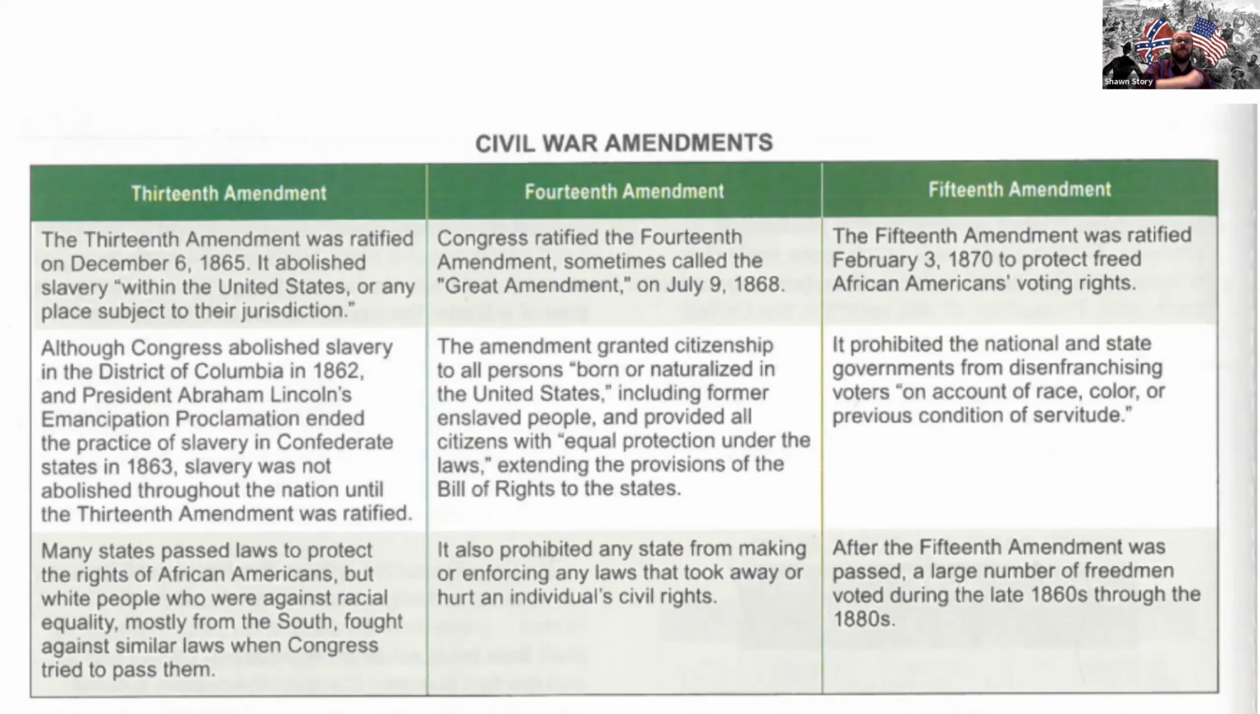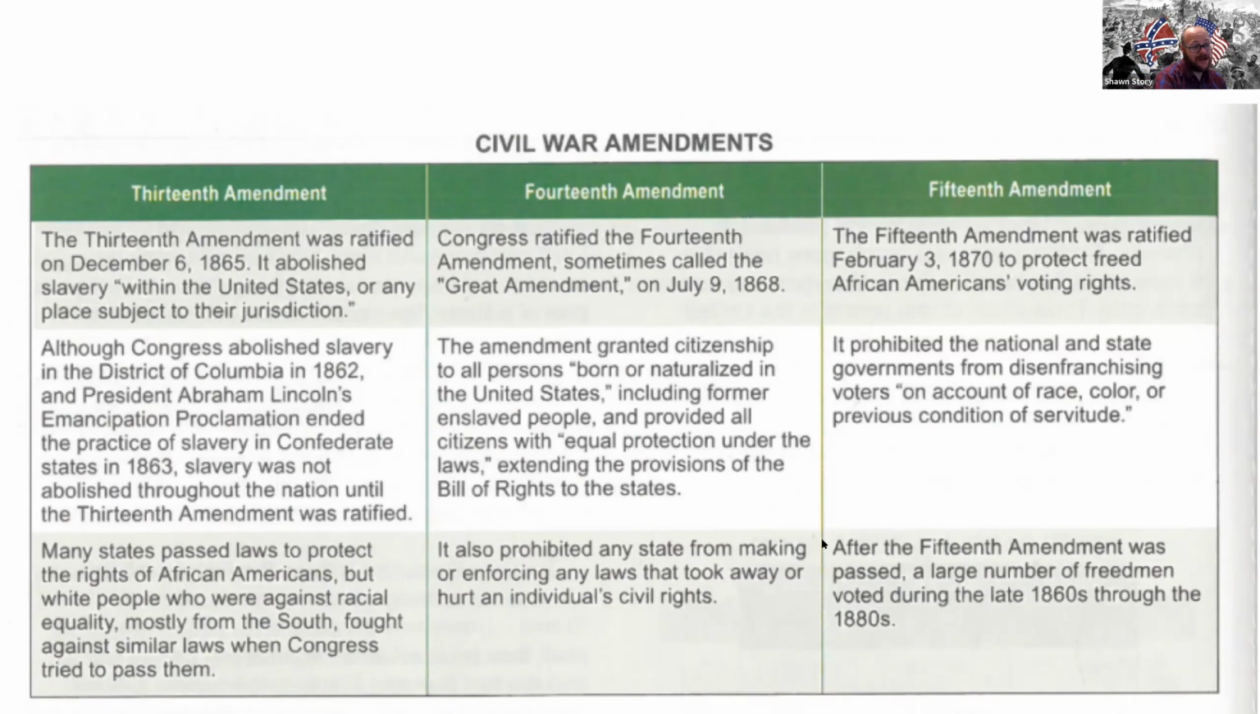It took 50 years after African Americans get the right to vote with the 15th Amendment. It takes all the way to the 19th Amendment in 1919, 1920 for women to finally get the right to vote. 1920. What?